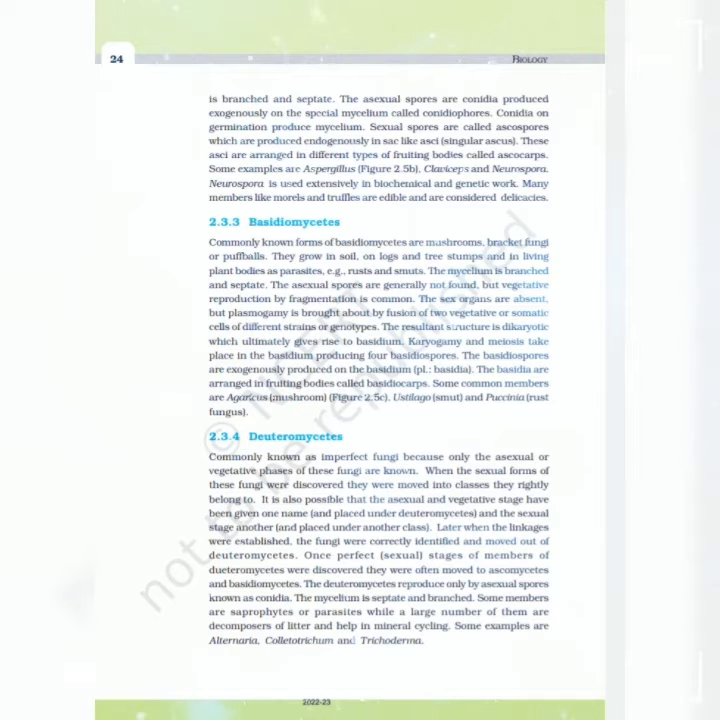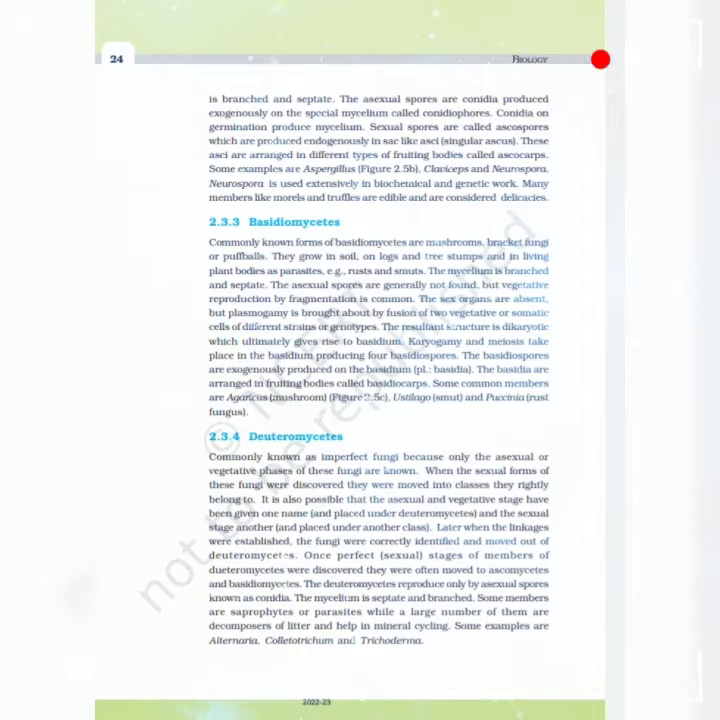Sexual spores are called ascospores, which are produced endogenously in sac-like asci, singular ascus. These asci are arranged in different types of fruiting bodies called ascocarps. Some examples are Aspergillus, figure 2.5b, Claviceps, and Neurospora. Neurospora is used extensively in biochemical and genetic work. Many members like morels and truffles are edible and are considered delicacies.